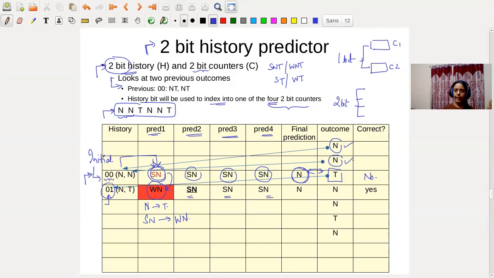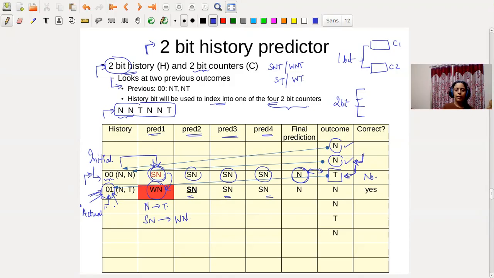So 0, 1 indicates that the last outcome was taken, and the one previous to that was not taken. I repeat, what does 0, 1 mean? It means the history of the branch. When we say history, it is the actual outcome. This is again very similar to the 1-bit prediction that we did. So you look at the last 2 previous actual outcomes and you note that down as the history bits.